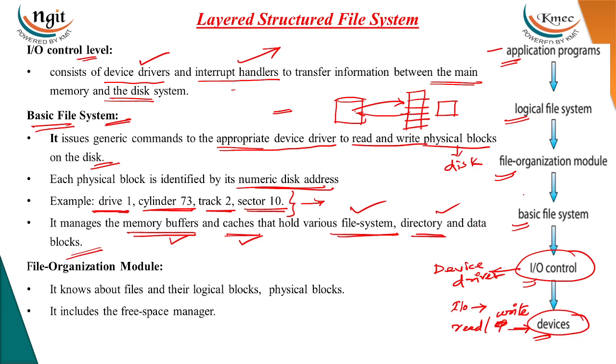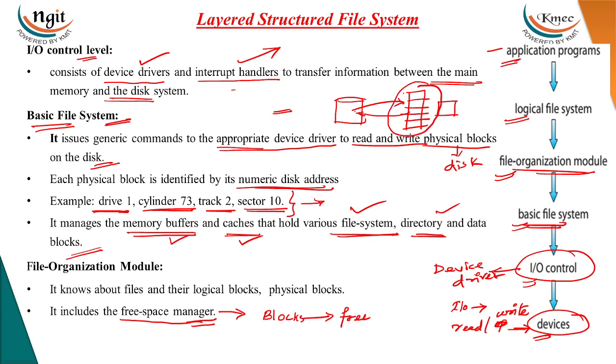Above the basic file system there is a file organization module. The file organization module knows about the files and their logical blocks and physical blocks. It includes the free space manager. What is meant by the free space manager? It maintains the information regarding which blocks are already allocated and which blocks are free.